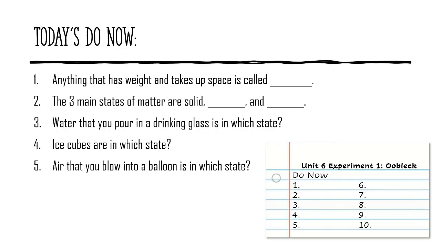Now today we are going to have do-nows and classwork questions, independent practice, and exit tickets just like normal, because we're doing this so that you can review and do well on the test. And in fact, your do-now is going to be even a little bit longer than normal, because we have a lot to review. So go ahead and take your science notebooks out. Give yourself a heading for today. It's Unit 6, Experiment 1, Oobleck.